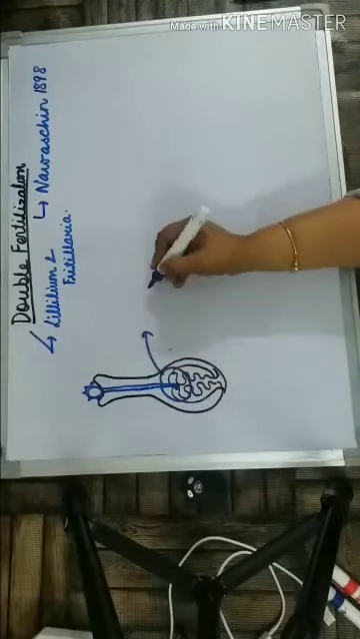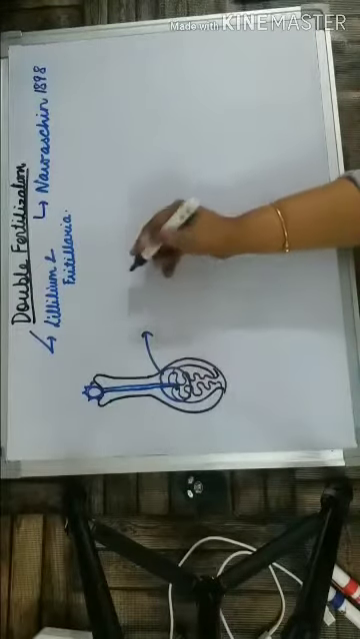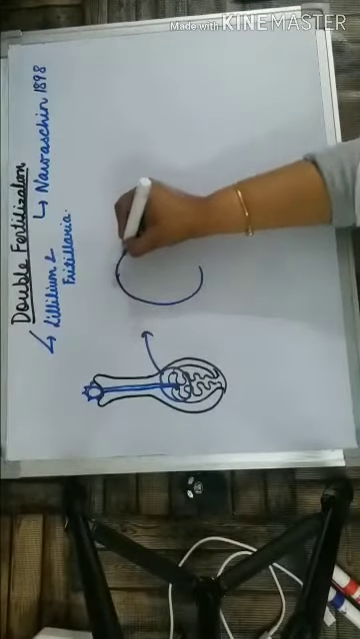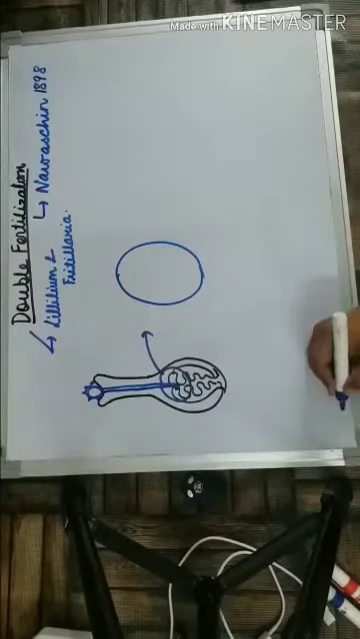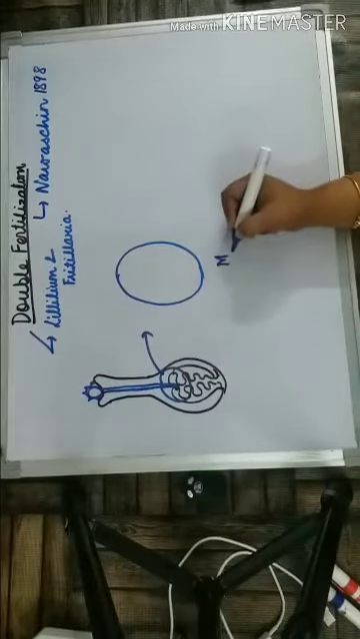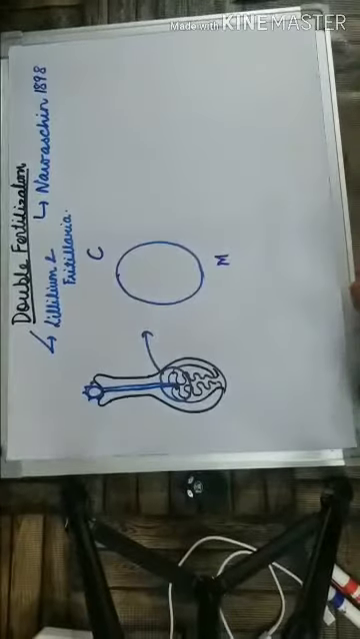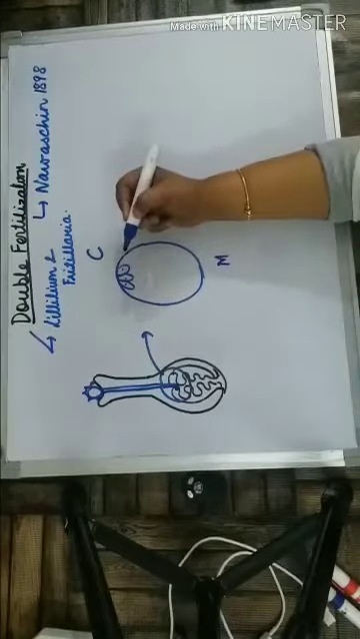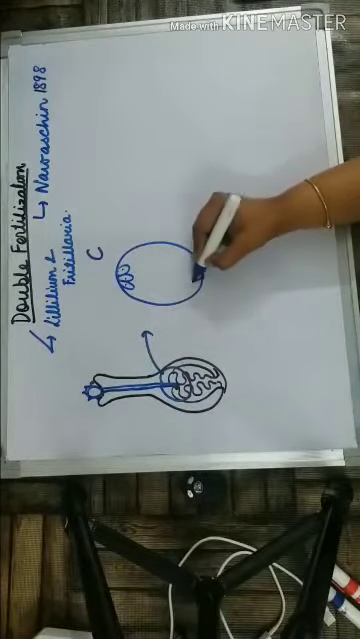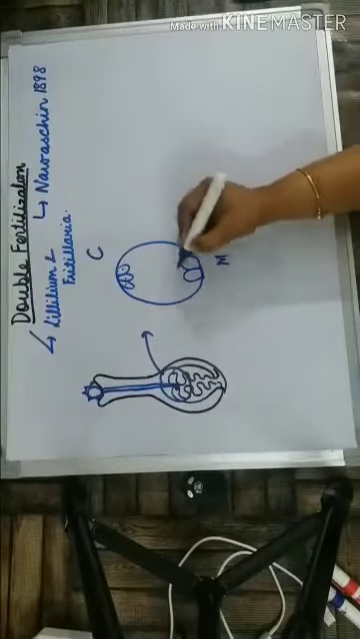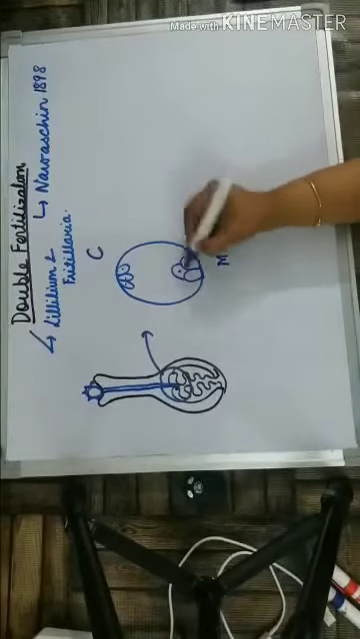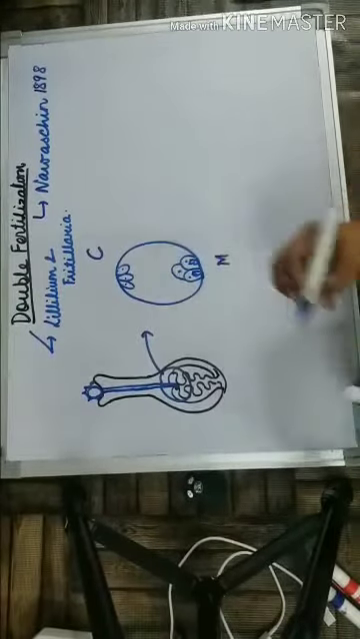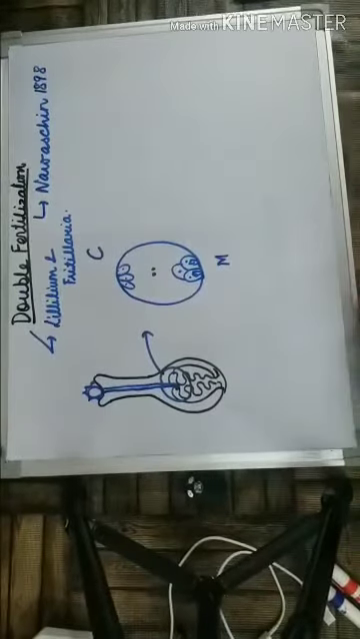Let me draw it. In the magnified view, we have an ovule. Inside the ovule, the embryo sac was developed. This was the embryo sac. Let us take this as the micropylar end and this as the chalazal end. At the chalazal end, we had 3 antipodals, and at the micropylar end, we had 2 synergids and 1 egg cell. These synergids have the filiform apparatus, and we have 2 polar nuclei.